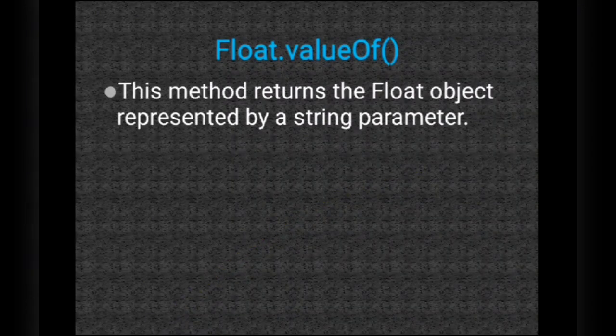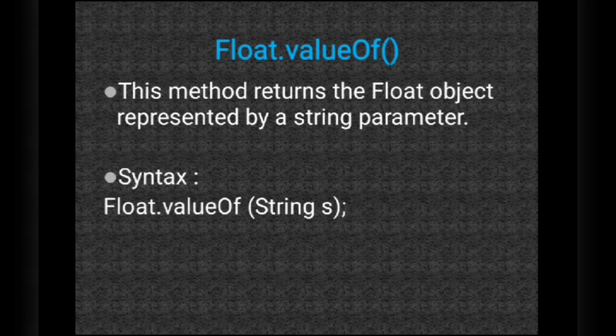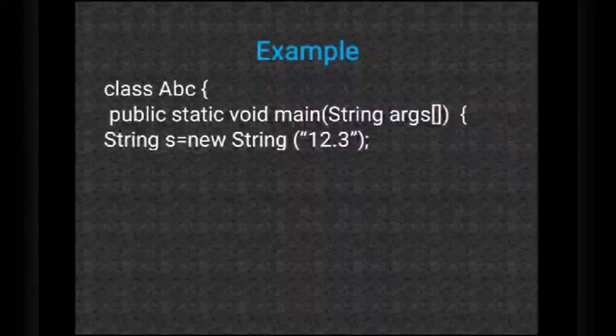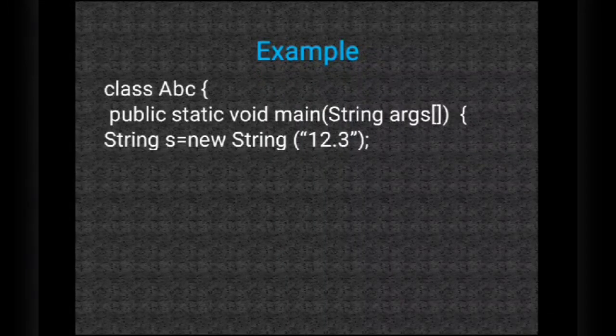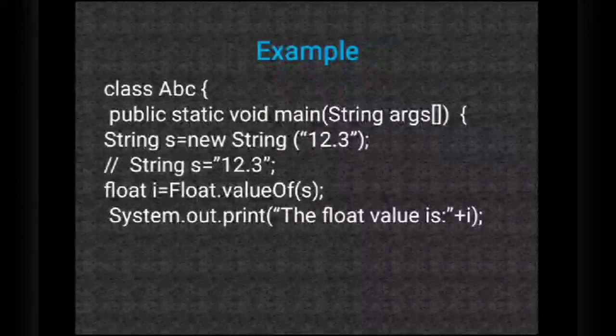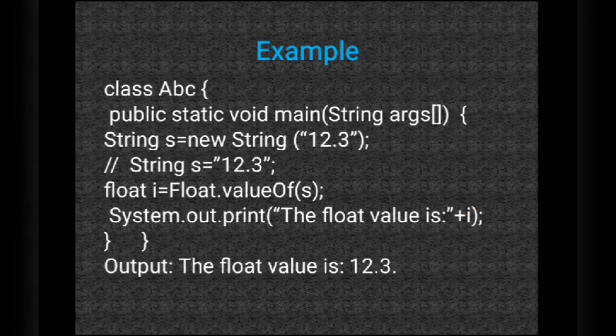Now we have one more function, Float.valueOf, which returns a Float object. This function will return the Float object from a string parameter. Syntax: Float.valueOf, in brackets you have to pass the string object. Now again let's take an example. Let us suppose we have a main method. After that we initialize, or declare, our string, and then we need to convert this string value into a float value. We apply this method Float.valueOf and pass the s value, and your final answer will be: the float value will be 12.23.